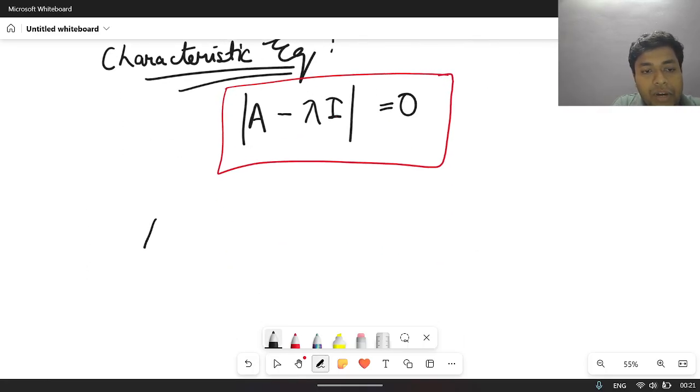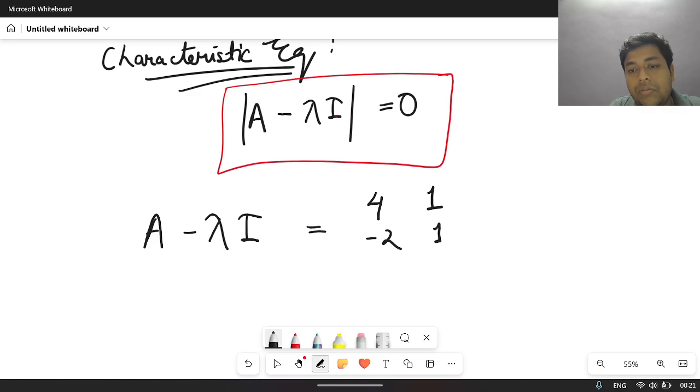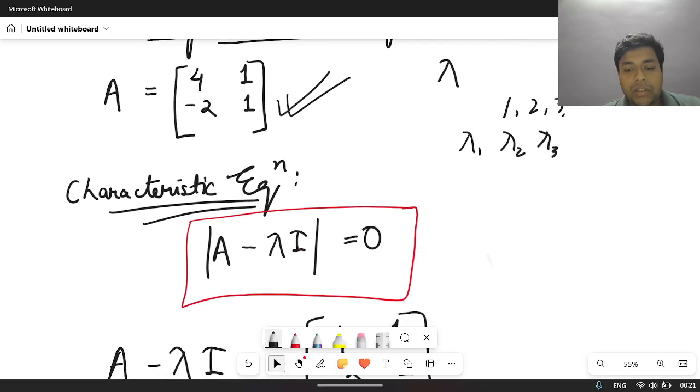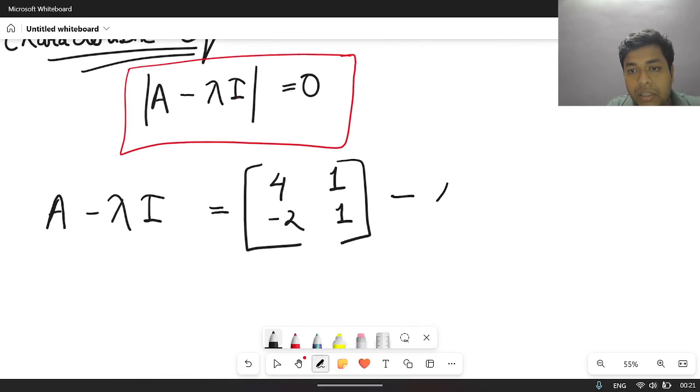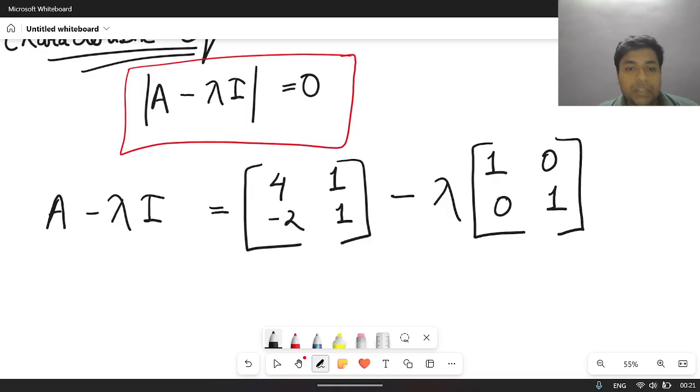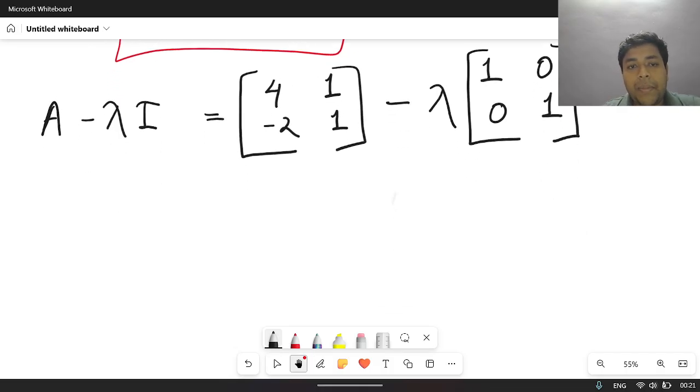So let me find out A minus lambda I first. What is A? 4, 1, -2, 1. Right. This is the A matrix. Now minus lambda I. What is I? 1, 0, 0, 1. This is your identity matrix. We could have taken a 3x3 matrix here as well, but why did we take 2x2? Because our given matrix is also a 2x2 matrix. So keep this in mind.